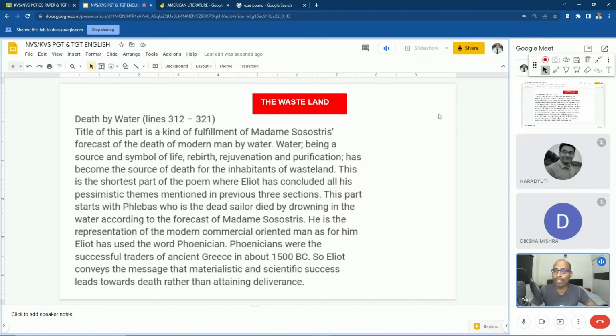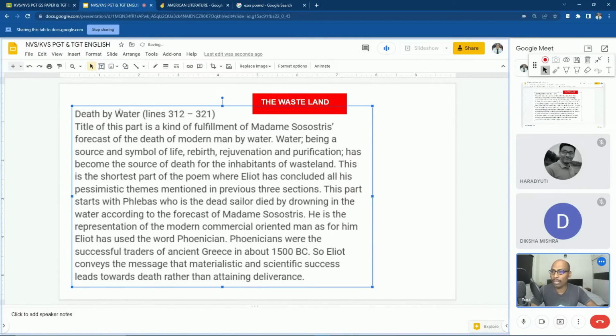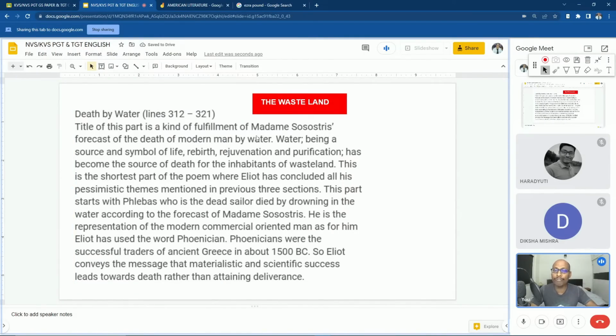Then we come to the fourth part, Death by Water. The title of this part is a kind of fulfillment of Madame Sosostris' forecast of the death of the modern man by water. Water, being a source and symbol of life, rebirth, rejuvenation and purification, has become the source of death for the inhabitants of the wasteland. This is the shortest part of the poem where Eliot has concluded all his pessimistic themes mentioned in the previous three sections. This part starts with Phlebas, a dead sailor, who died by drowning in the water according to the forecast of Madame Sosostris.